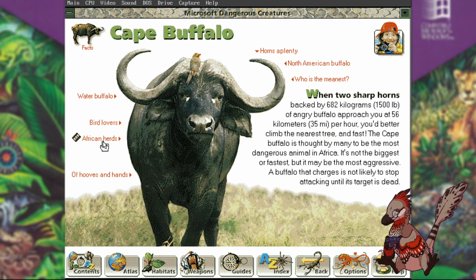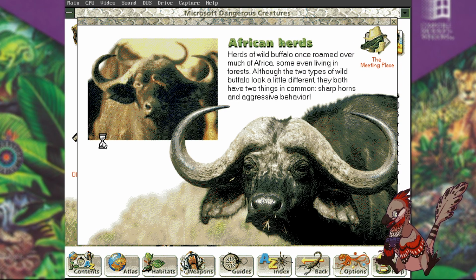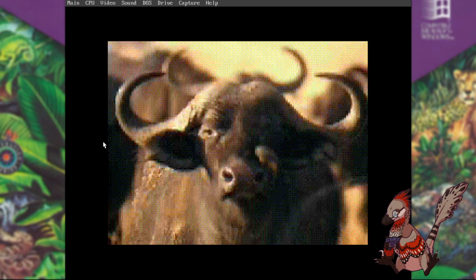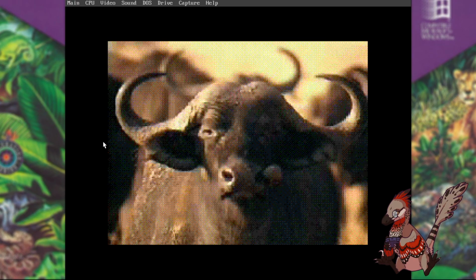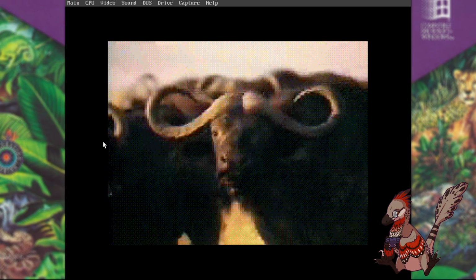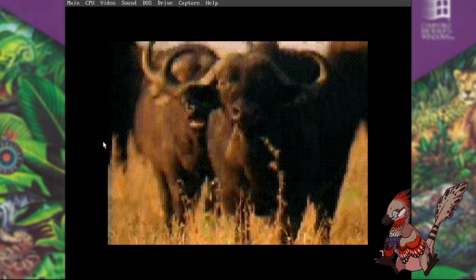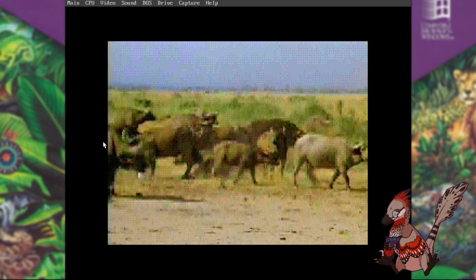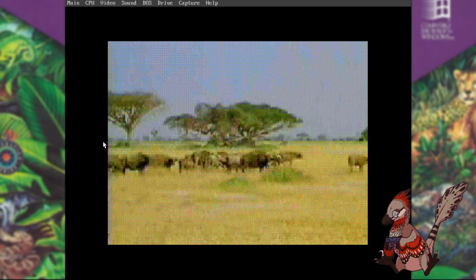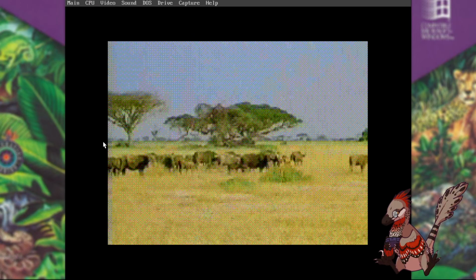All right, African herds. So we have a bit of a movie here again. An African buffalo pays no attention to an oxpecker cleaning its face. But if a human approaches, the buffalo may decide to charge. It's best to keep your distance from a herd.